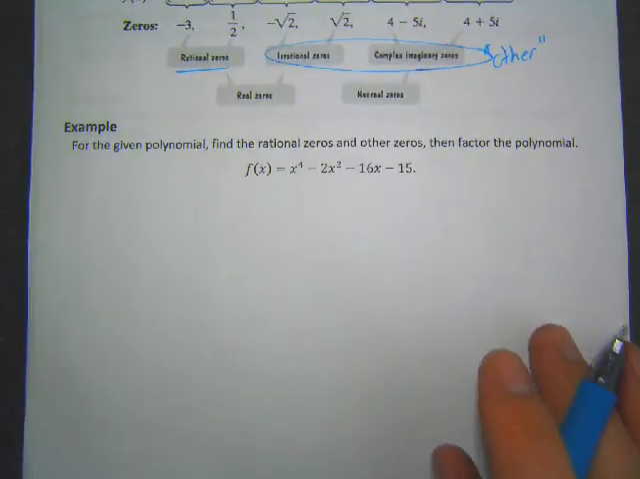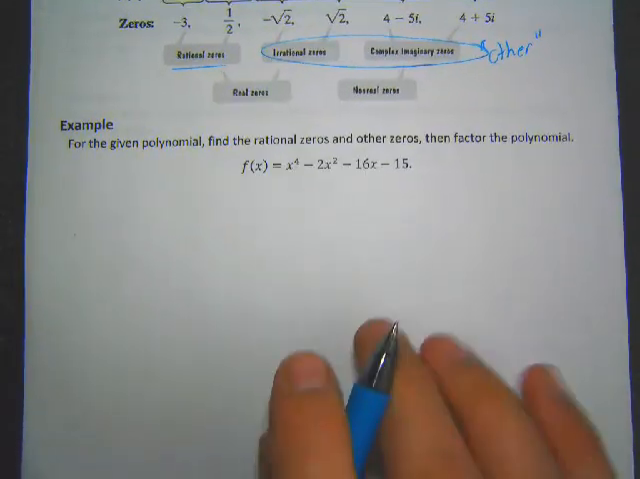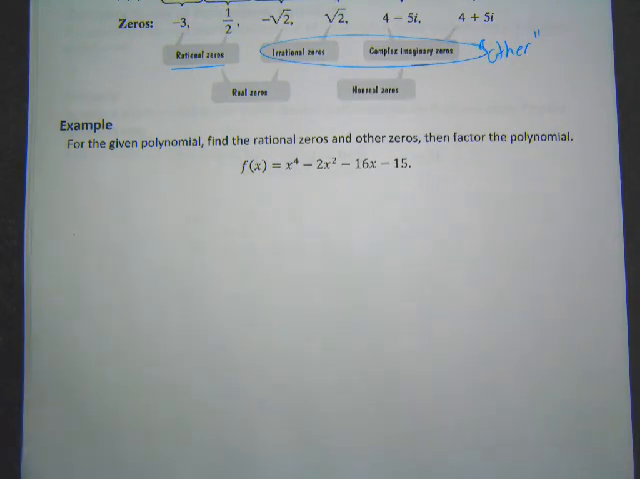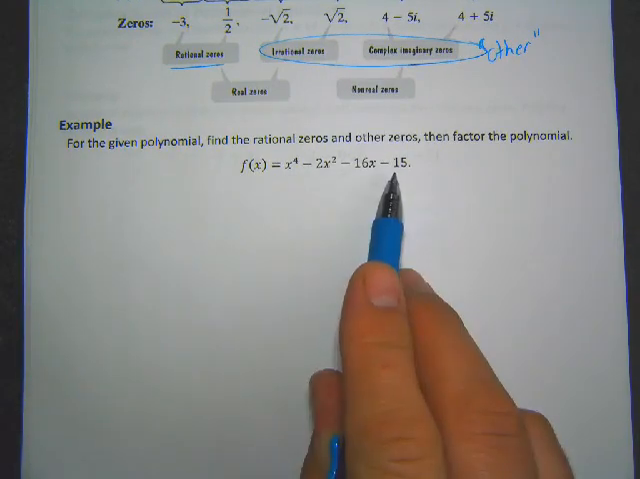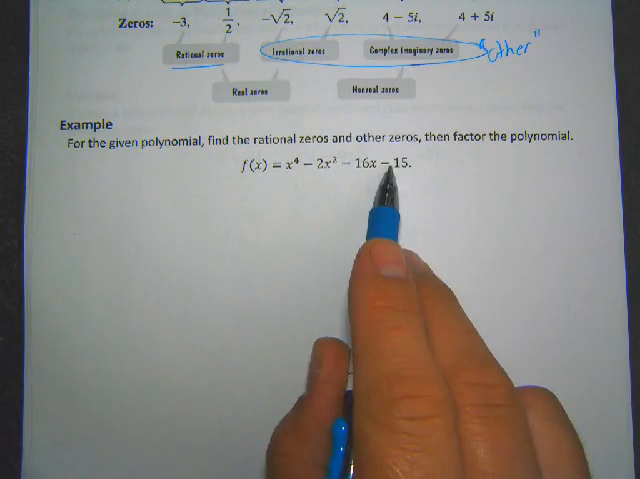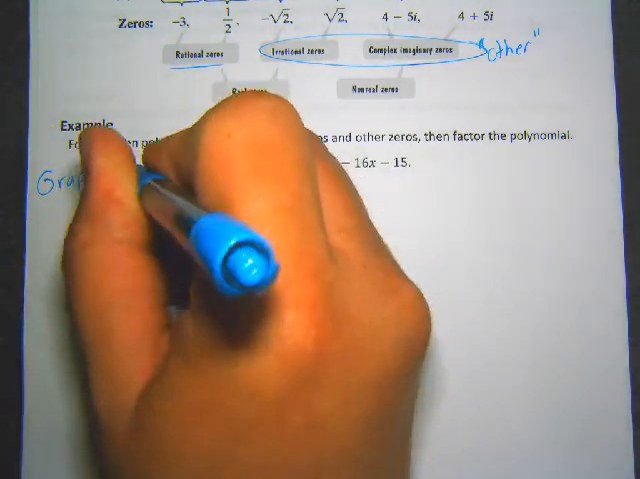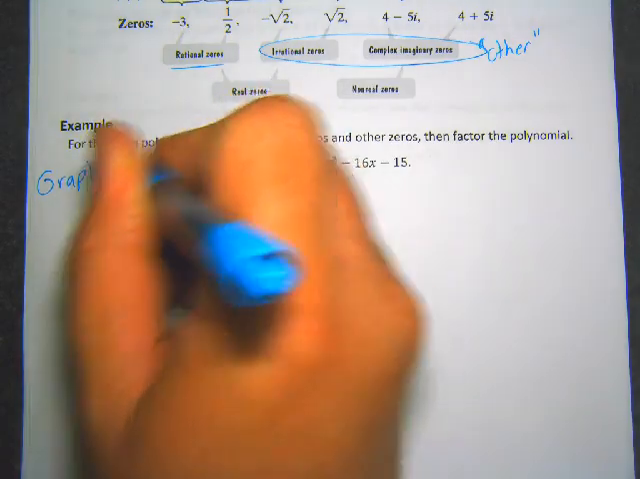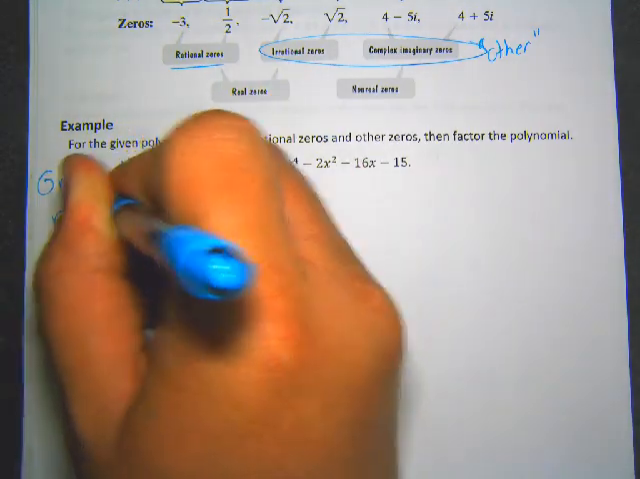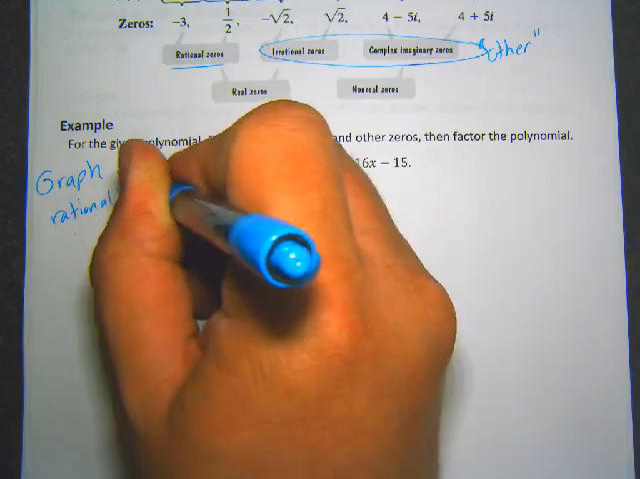Okay, let's solve another polynomial. This one's degree 4, so now we know we can have up to 4 zeros. We're going to try and see if we can find them all. Again, first step is to graph it, because that's how we find the rational zeros. All the nice whole number and fraction zeros we're going to find by graphing.